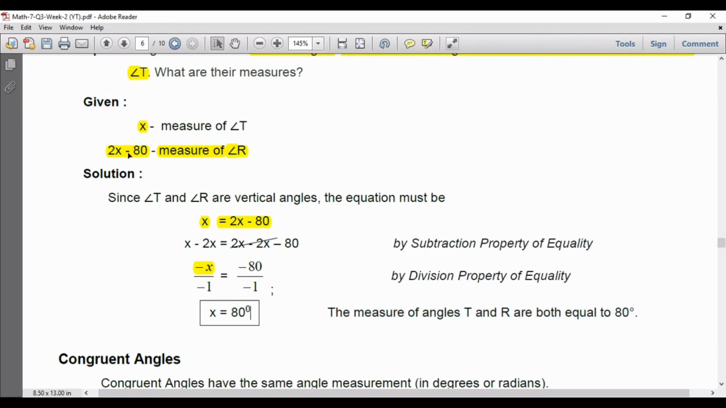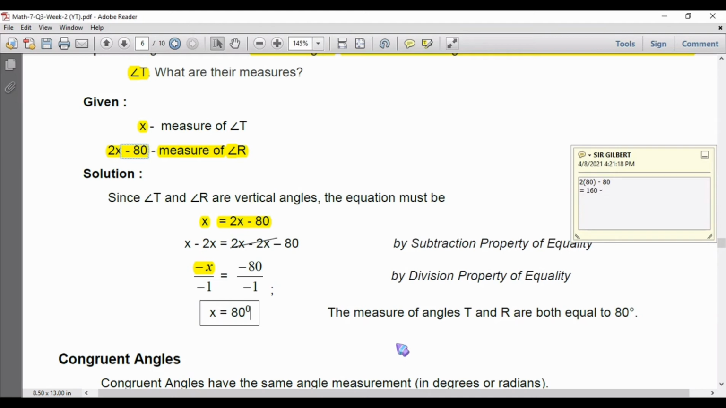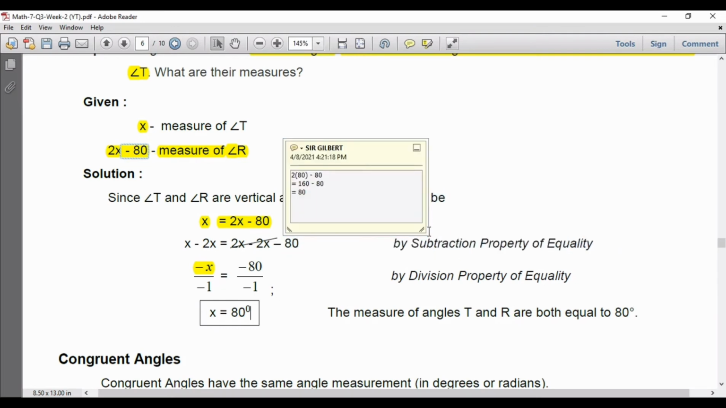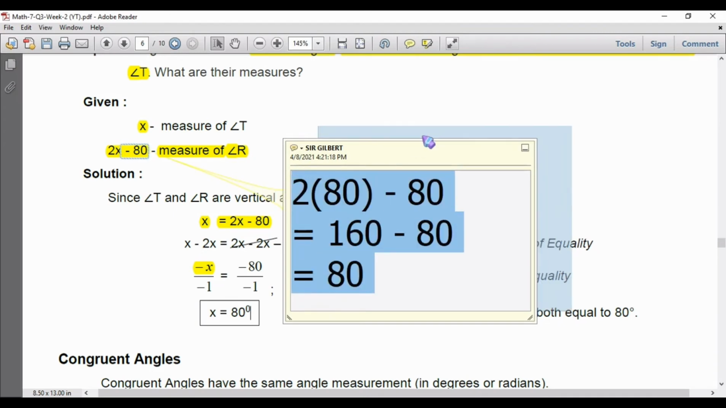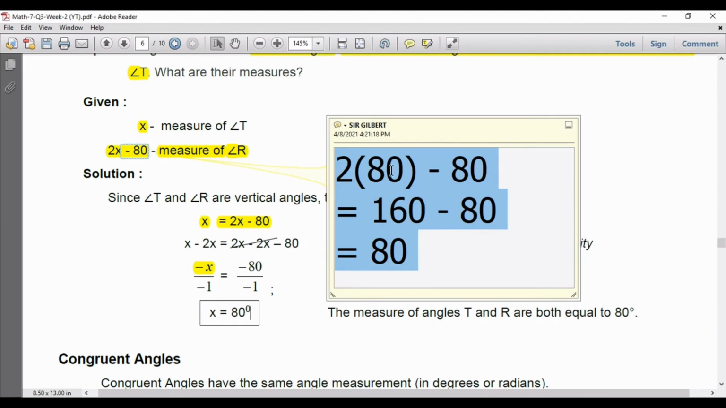Let's check. 2 times our X, which is 80, gives 160. Then 160 minus 80 equals 80. They are the same. Correct. So 2 times 80 is 160, minus 80 equals 80. They are the same.